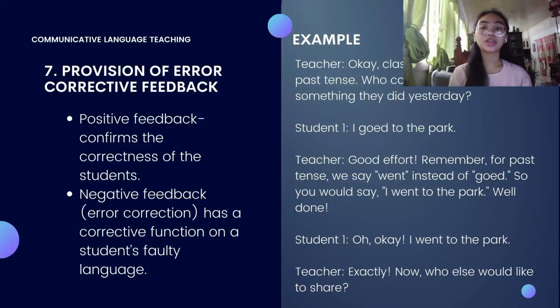Seventh is the provision of error corrective feedback. Feedback is categorized into two. We have positive feedback, which confirms the correctness of the student's language, and negative feedback, or error correction, which has a corrective function on a student's faulty language. As we can see from the example, the verb tense of the student was corrected by the teacher, but at the same time, after the student was able to utter the correct structure of the sentence, the teacher praises the student.